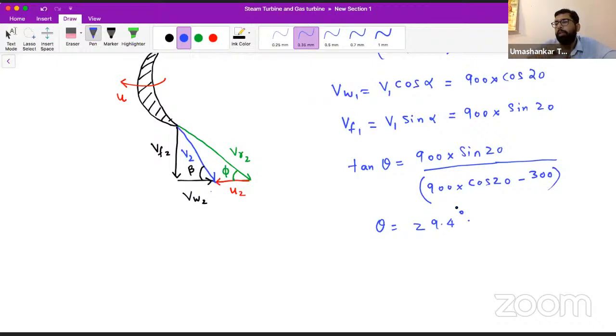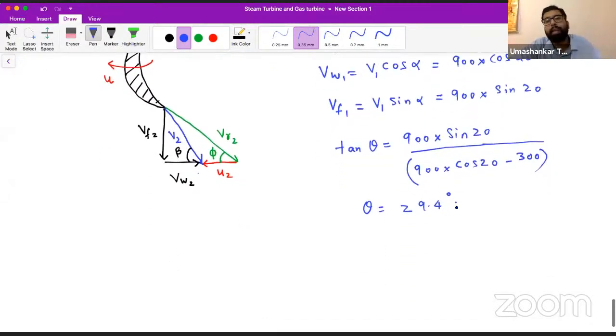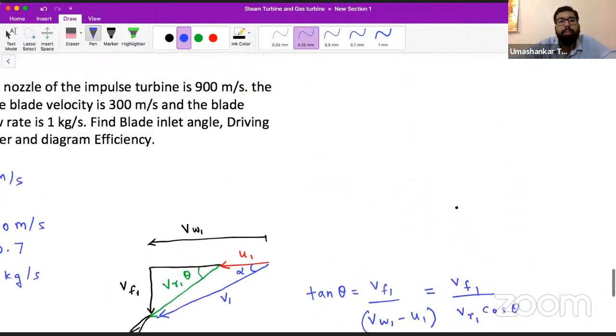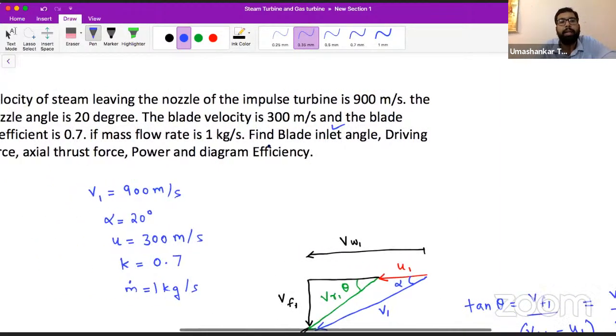So can you cross check the calculation and tell me the answer? Those who are live in this session can cross check the calculation and tell me the answer. So Aishwarya, as you are telling me, it is coming out to be 29.42. Okay, so we have this blade inlet angle.